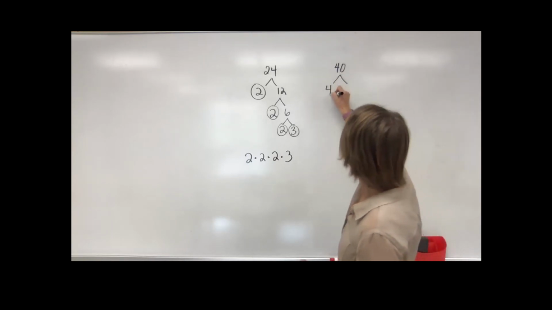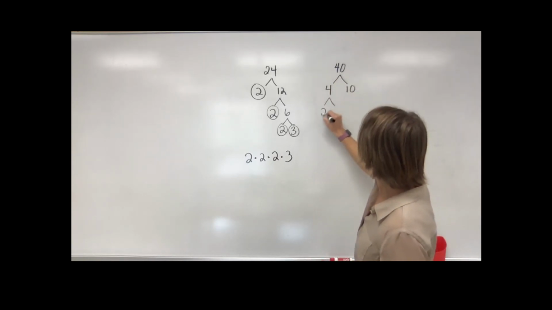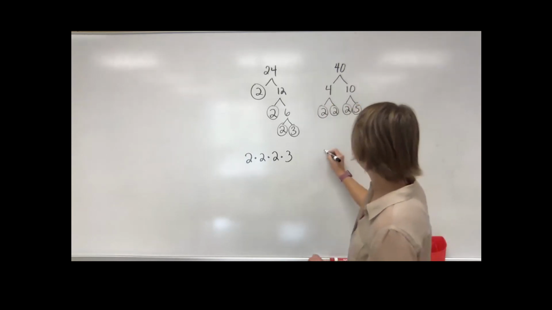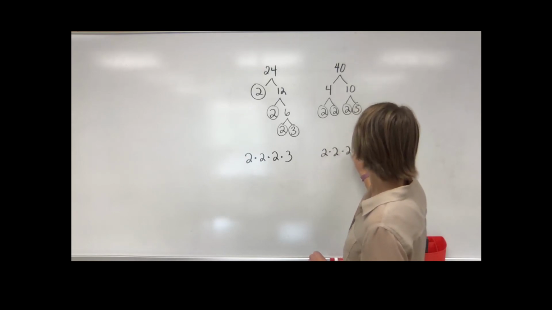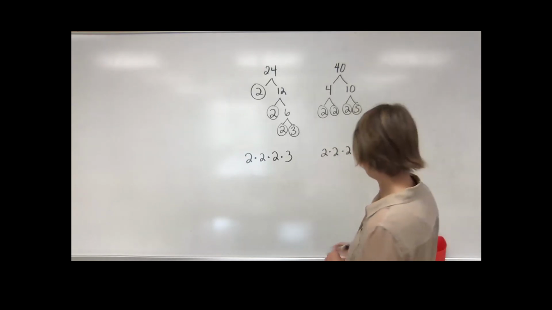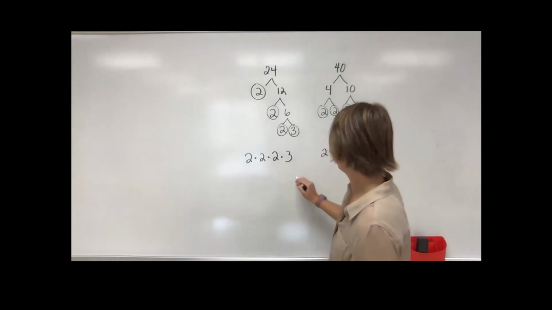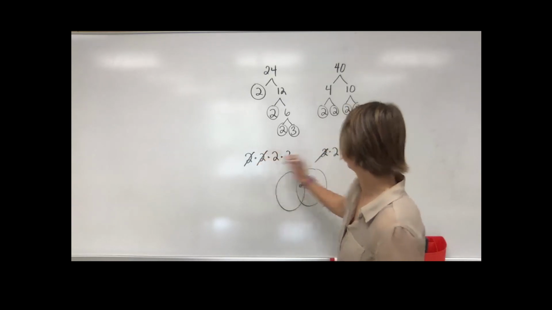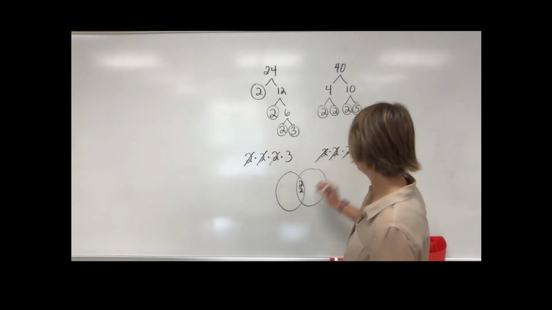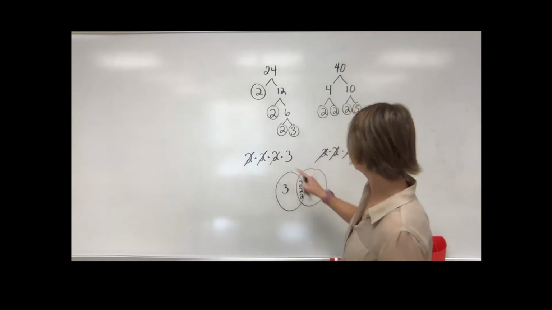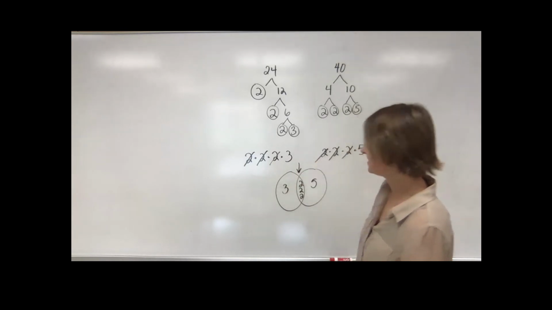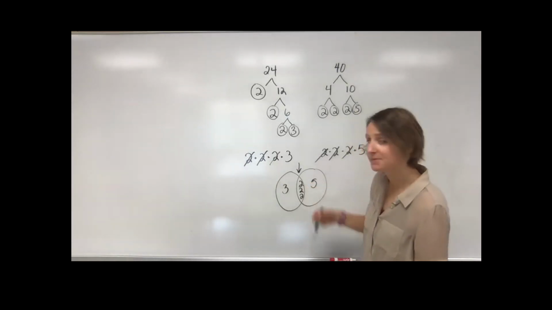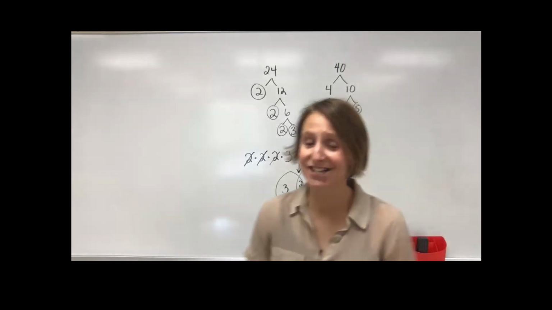40, I can break that up into 4 times 10. 4, I can break that up into 2 times 2. 10, I can break that up into 2 times 5. So my PF here would be 2 times 2 times 2 times 5. What factors do they share? Do you remember when we drew our Venn diagrams? They share a 2. They share another 2. They share another 2. I'm left with a 3 for 24. I'm left with a 5 over here. Right here is your GCF. Take and multiply your common prime factors. 2 times 2 times 2 is 8. And we got 8 as the GCF.